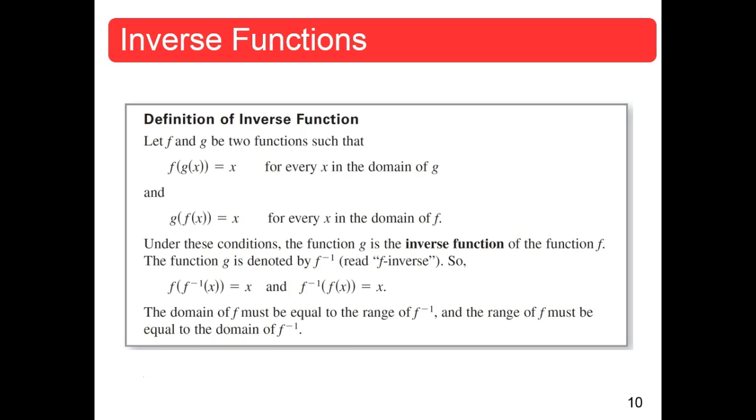So the domain of f must be equal to the range of f inverse. The input here is the domain of f inverse. The output here is the range of f inverse, and that must be the domain of f, because that's what f is operating on. Okay? And the range of f, when the domain is what you put in, the range is what comes out, the range of f has to be the domain of f inverse. Okay? So those conditions must be met.